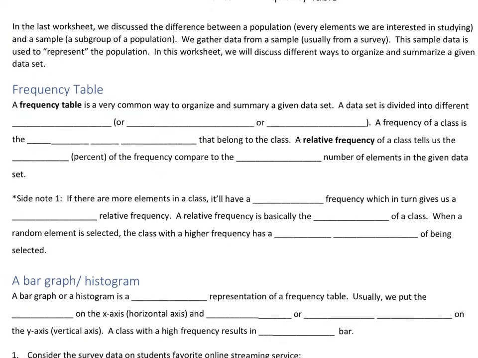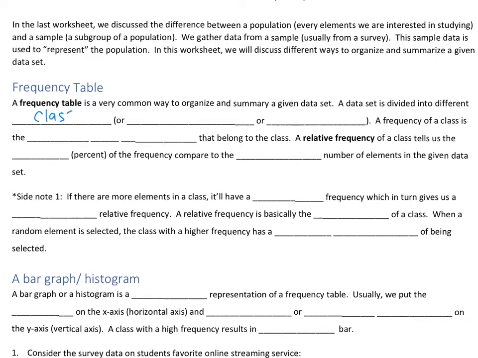Data set is divided into different classes or categories or subgroups. So basically, once we gather data, we're going to split that into different groups and put them all together so it's easier to organize. A frequency of a class is the number of elements. So for each class, we're going to count how many elements are in that particular class.